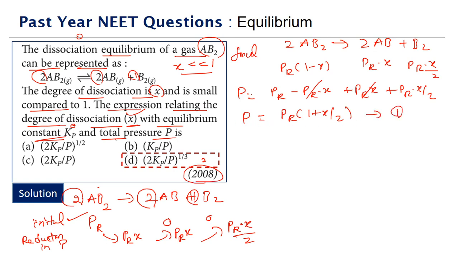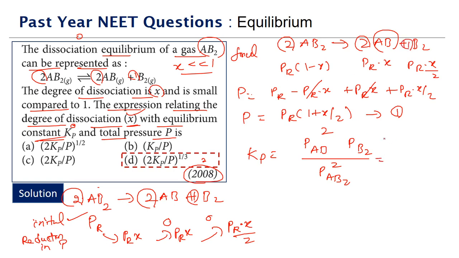Now we have to express the relation between the degree of dissociation X, Kp, and total pressure. If you look at the Kp formula, what will it be? Kp will be the pressure of AB to the power 2 into pressure of B2 divided by pressure of AB2. Again power 2 will come, because for AB as well as AB2 the numerical coefficient is 2. For B2 the numerical coefficient is 1.